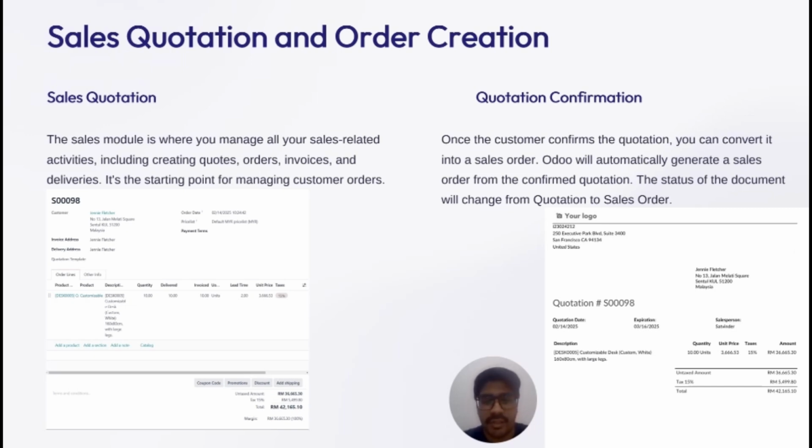After sending the quotation to the customer for review via email, the customer can either accept or decline it. Once the quotation is confirmed, it is then converted into a sales order. A delivery order is automatically created in the inventory module, ensuring that the goods are shipped to the customer.